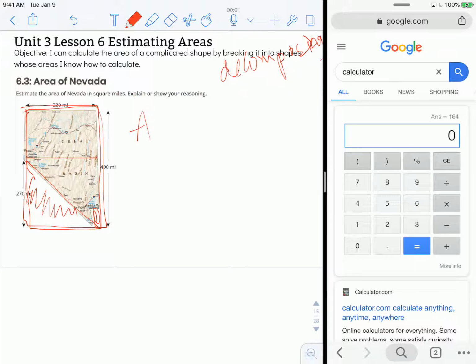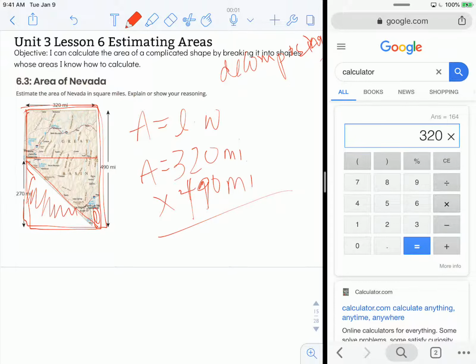The dimensions for that rectangle are 320 miles times 490 miles. I'm going to go ahead and use my Google calculator to help me out with that one. 320 times 490 gives me 156,800 square miles, or miles squared. So overall, Nevada's area is this, but I could be more precise and go ahead and get rid of this triangular piece that's not really there.